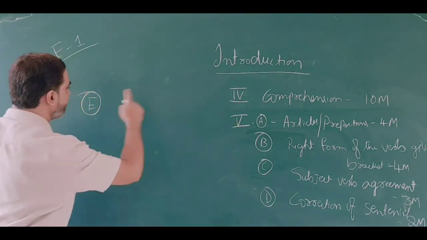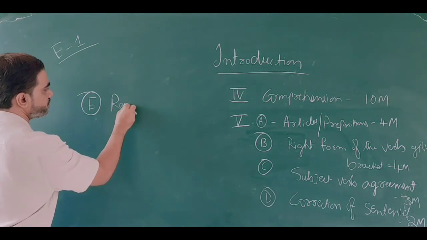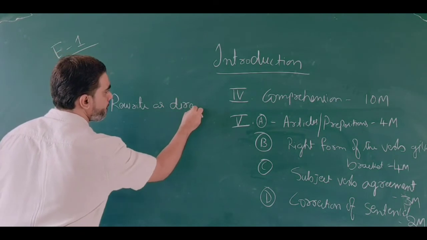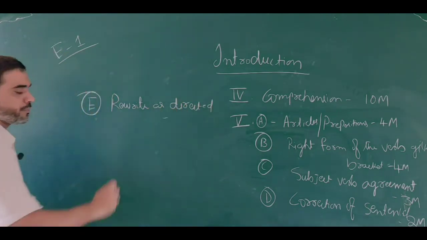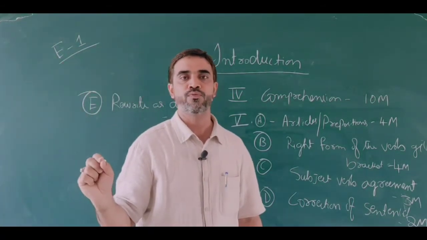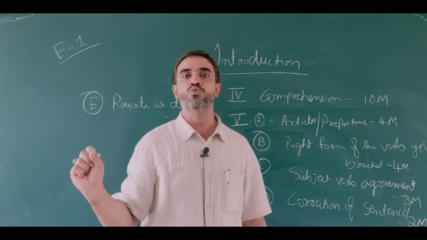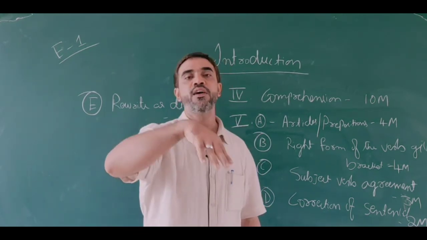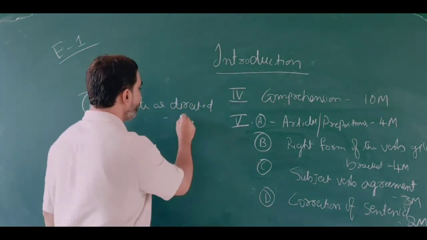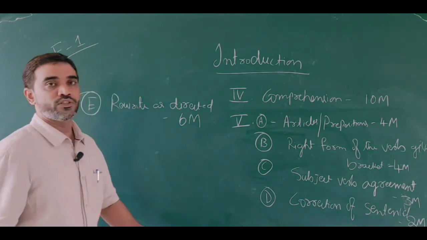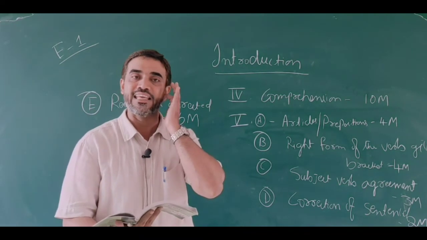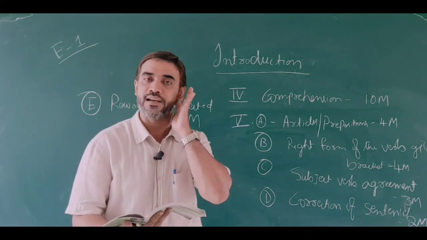on the same main, E, rewrite as directed. What happens here is that a question is given and you have been directed to do something. For example, give the antonym of this word. A question is given, and in a similar way you are directed to do what you are supposed to do. This will be asked for 6 marks. So, there will be 6 different questions to understand or to write exactly how you are directed by the question.